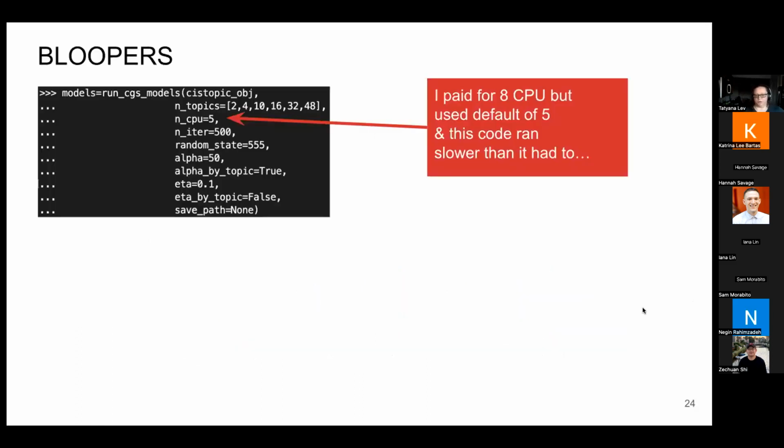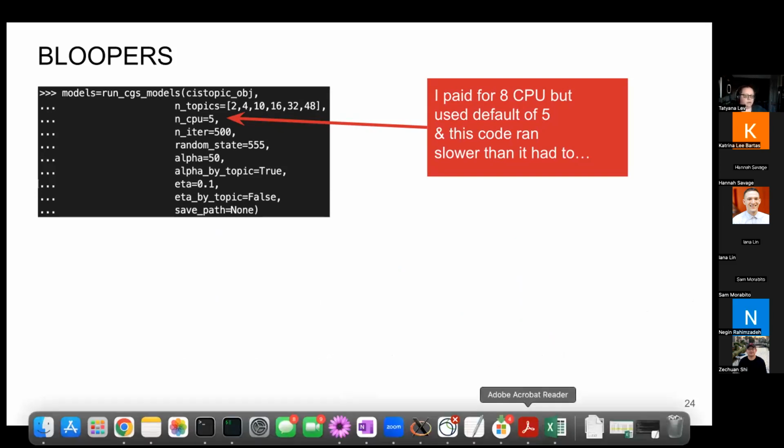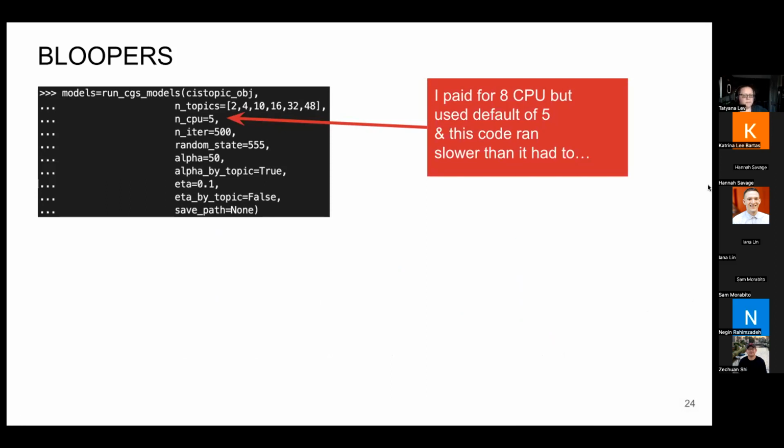I want to share a couple of bloopers with you from mistakes that I made from just being tired and copy and pasting stuff without paying attention. There are a lot of different things you can specify as you're running the different parts of the analysis. One of them, of course, is how many CPUs you want to use. I was just copy and pasting and kept the default of 5, whereas I was paying for 8, and it made the code run slower, and I wasted resources basically.